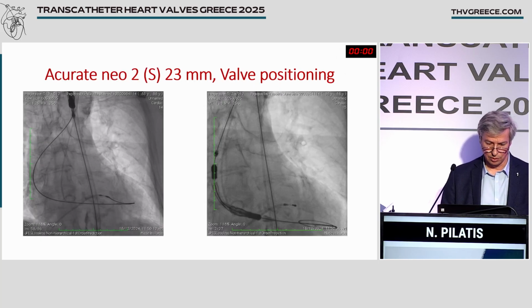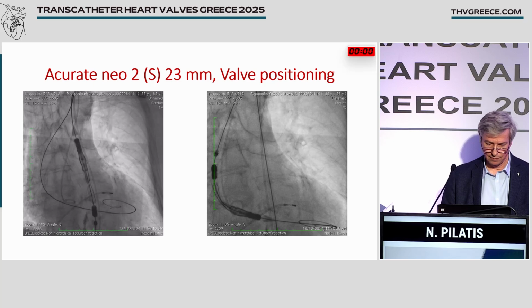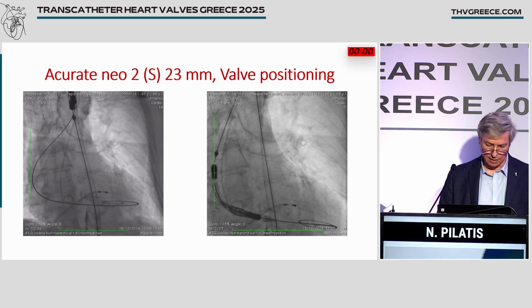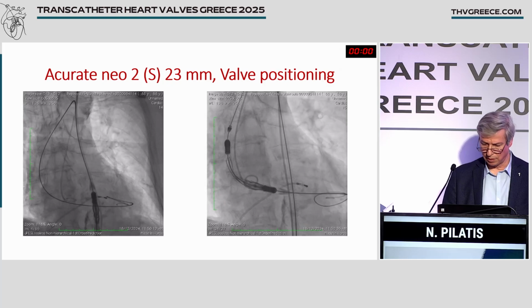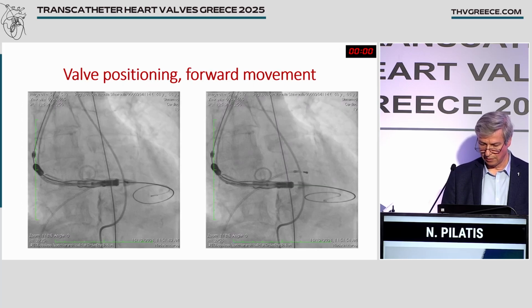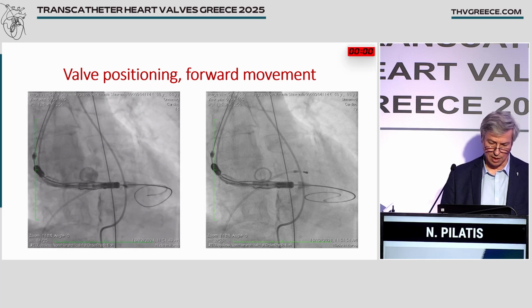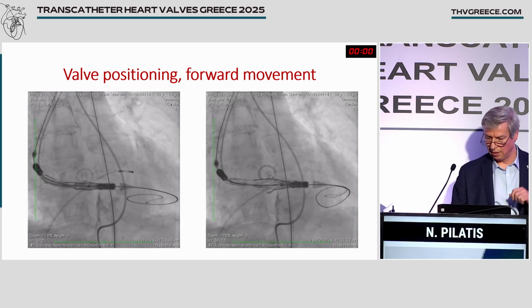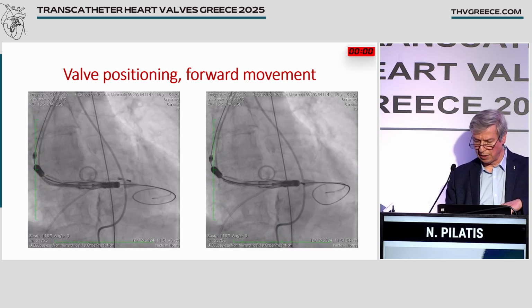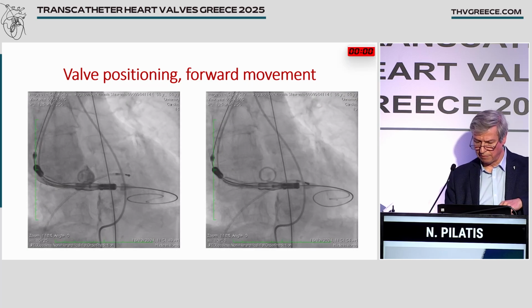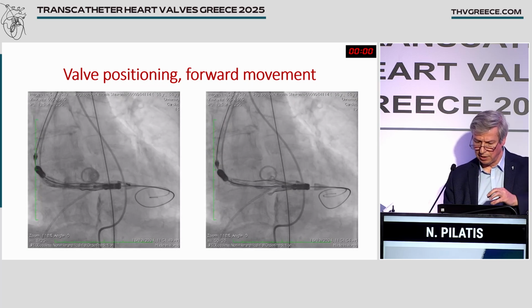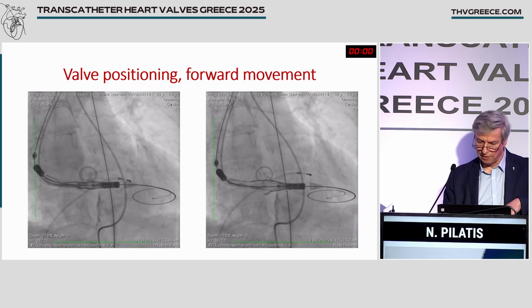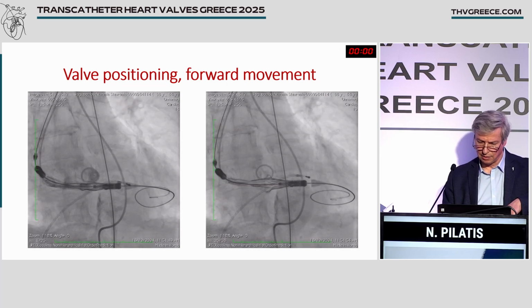Here's how the valve goes in. There was some difficulty pushing the valve actually in the annulus, but we managed it. Displacing the pigtail catheter, which now is in the right cusp. We couldn't manage to put it in the non-coronary cusp. And see here, in the right picture, when we open the first knob, the valve moves in towards the LV. That's not a good sign.